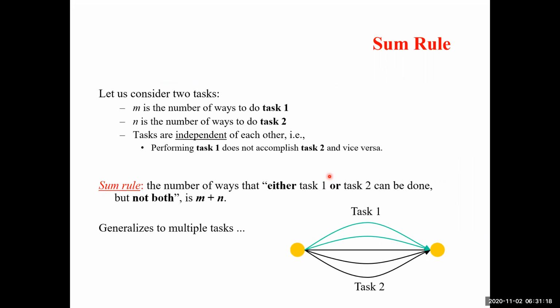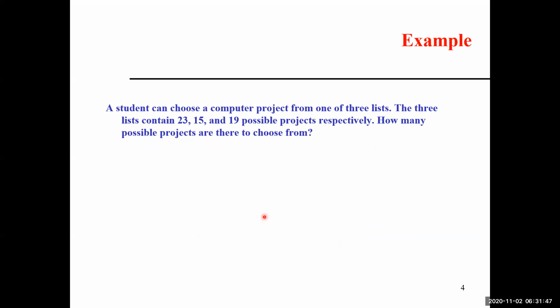Let us consider two tasks. M is the number of ways to do task 1, N is the number of ways to do task 2. Now these two tasks are independent of each other. That is, performance of task 1 does not accomplish task 2 and vice versa. In such a situation, the number of ways that either task 1 or task 2 can be done, but not both, is m plus n. The figure below just summarizes how we do this.